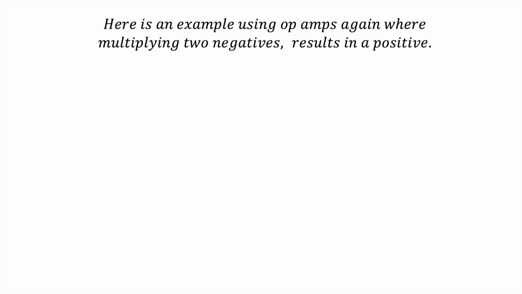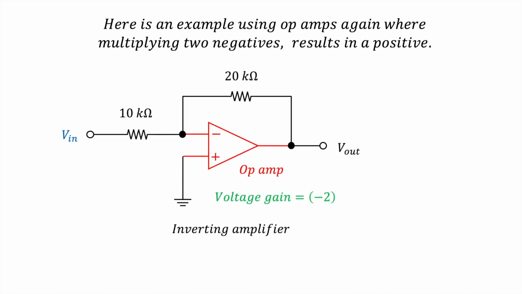Here is an example using op-amps again, where multiplying two negatives results in a positive. This op-amp is now configured as an inverting amplifier with a gain of negative 2. This means that the output voltage Vout is twice the size of the input voltage Vin, and with the opposite sign. If we make the input voltage negative 3 volts, then multiplying this by a gain of negative 2, the output voltage will be positive 6 volts, since negative 3 volts times negative 2 equals positive 6 volts. This amplifier circuit can also be built for just a few dollars.